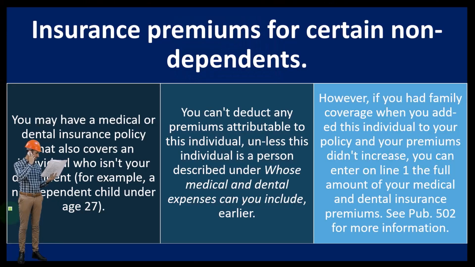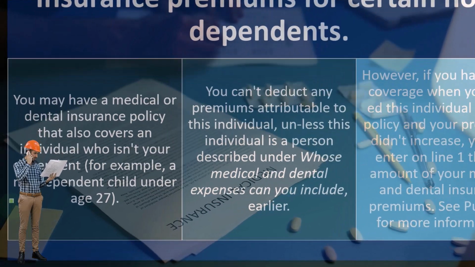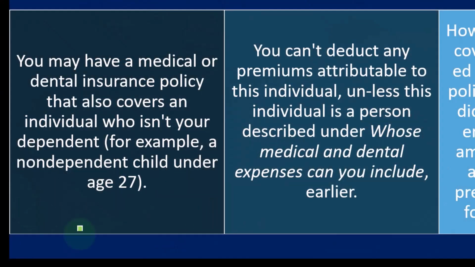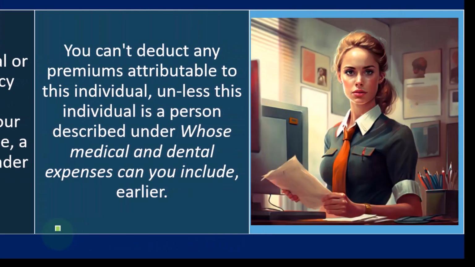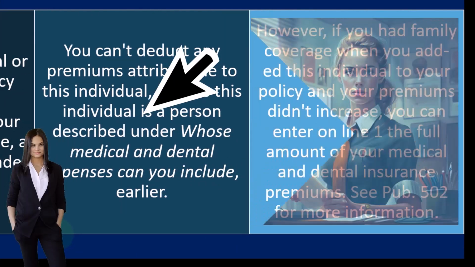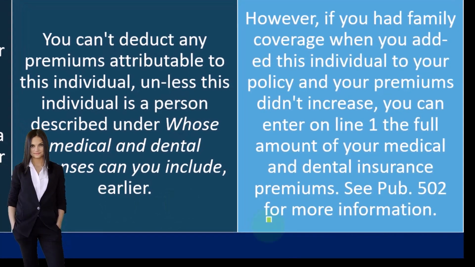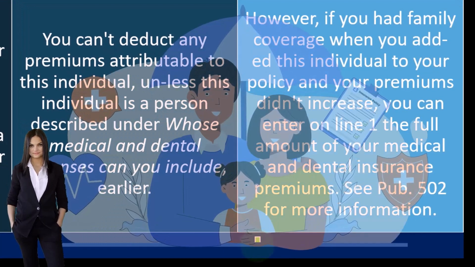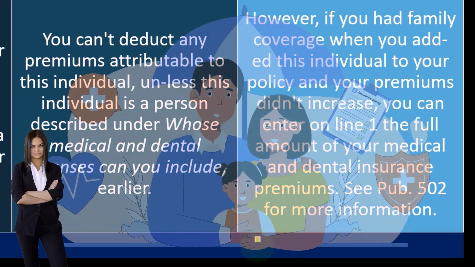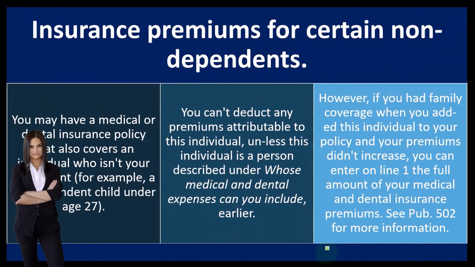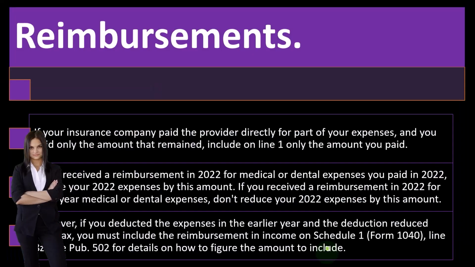Insurance premiums for certain non-dependents. You may have a medical or dental insurance policy that also covers an individual who isn't your dependent, for example, a non-dependent child under age 27. So you can't deduct any premiums attributable to these individuals unless this individual is a person described under whose medical and dental expenses can you include earlier. However, if you had family coverage when you added this individual to your policy and your premiums don't increase, you can enter on line 1 the full amount of your medical and dental insurance premiums. You can see Publication 502 for more information there.